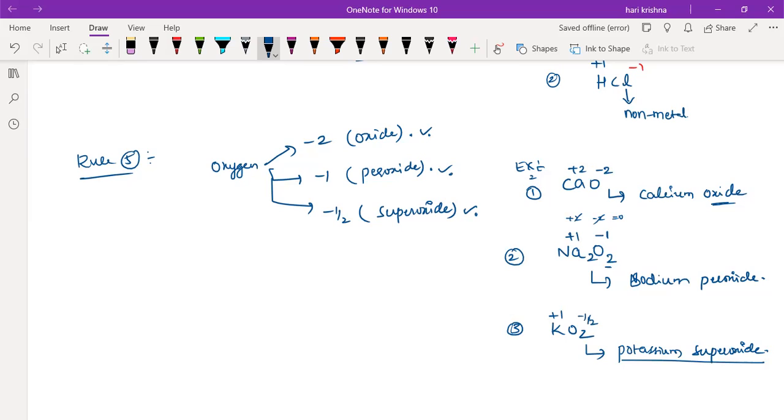Got it. Rule number 6. Always fluorine will show -1 because it is the most electronegative element.